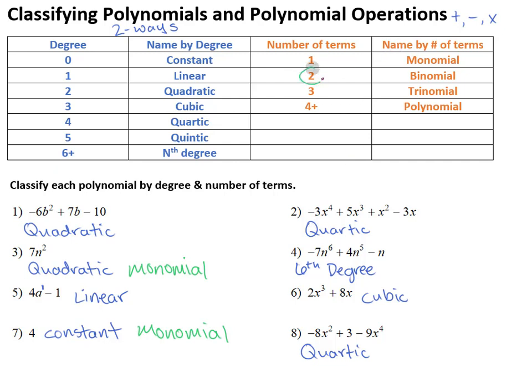Anything that has 2 terms is called a binomial. Again, nomial means terms and bi means 2, like bicycle or bilingual. So things with 2 terms, let's see, number 5 is a binomial.